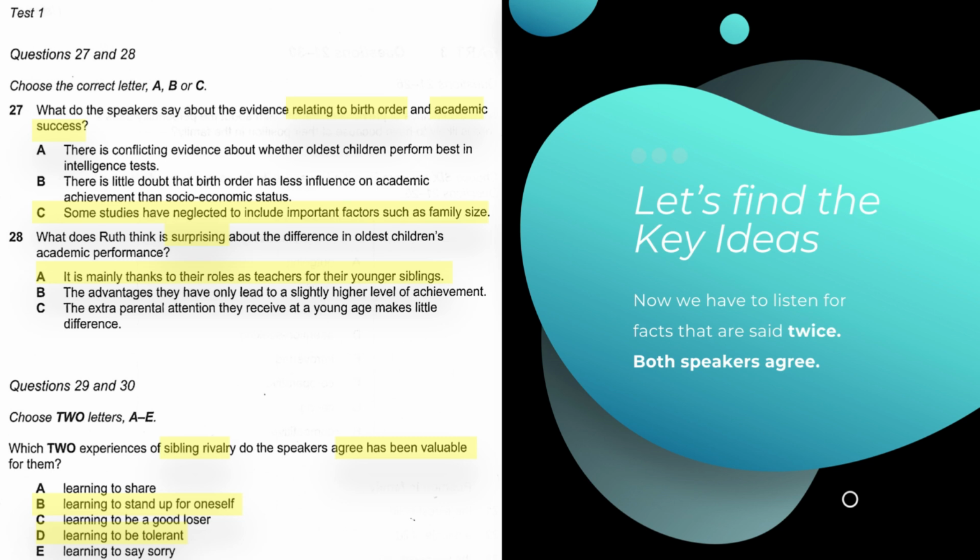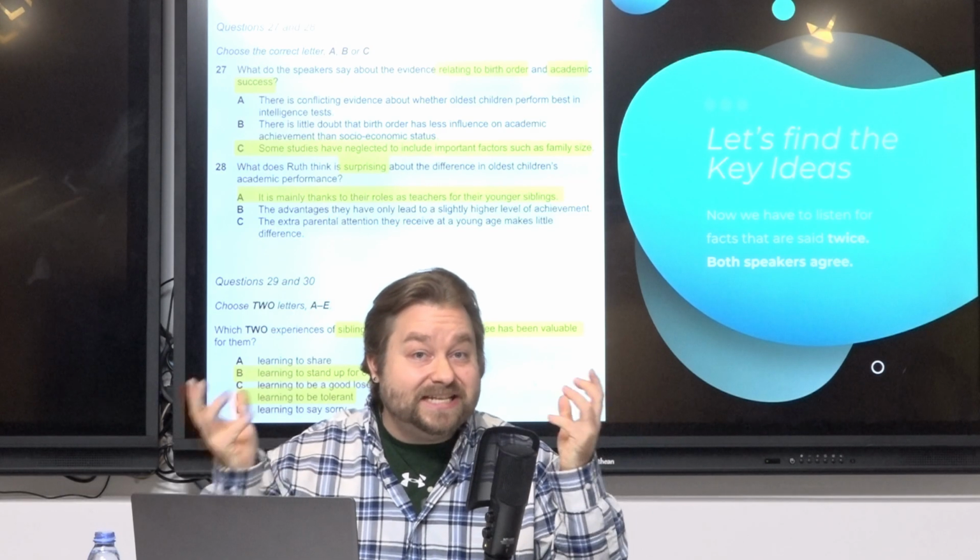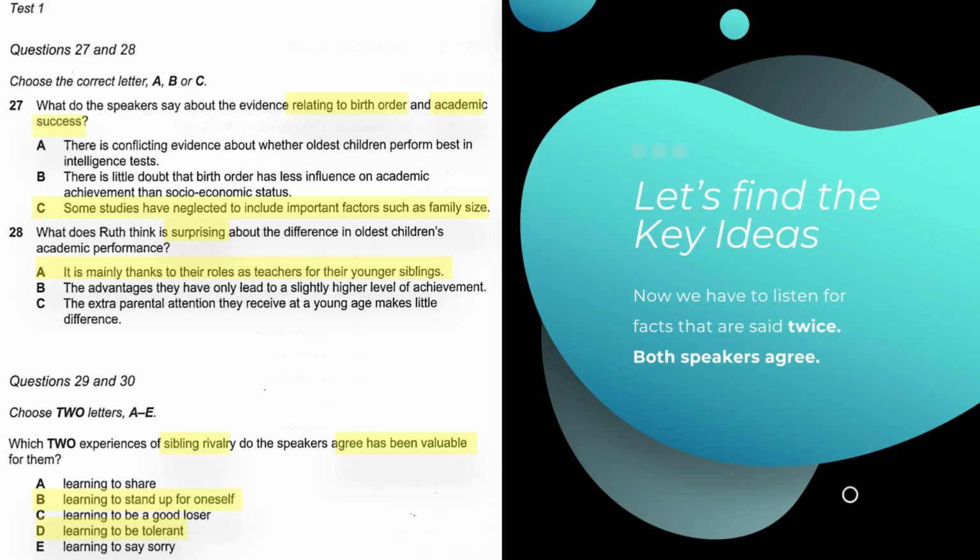Okay, the last one here. Now you have to listen for the facts that are said twice. Both speakers must agree, which means they both say the same facts. And these are our answers. So that one was a little tricky, right? But not impossible, because we had these key ideas to help us listen correctly, to listen actively. This skill gives you a leg up. It gives you a boost in confidence because I know what I should listen for.